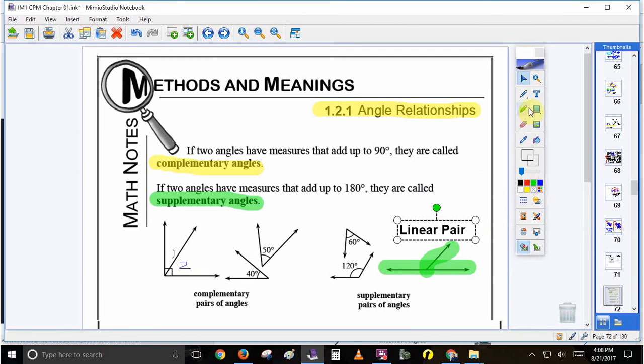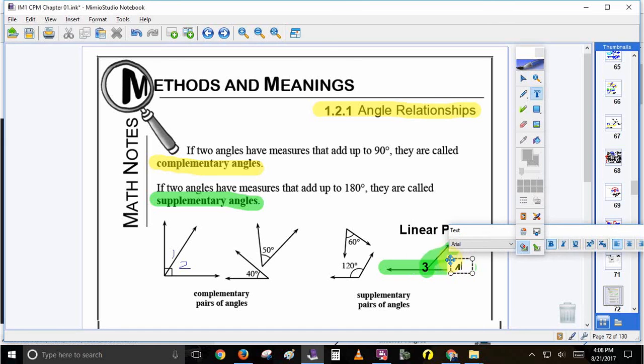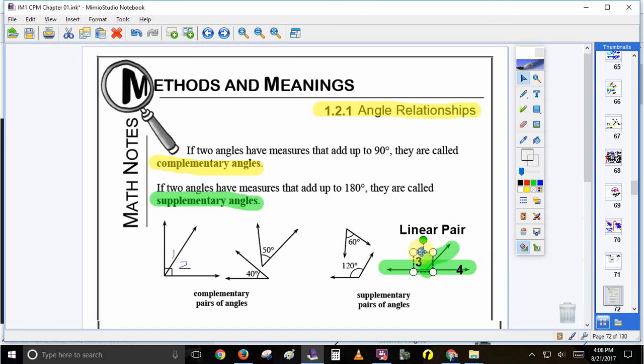And we'll call this angle 3 and angle 4, since we called the other ones 1 and 2. So angle 3 plus angle 4 are supplementary. They add up to 180 degrees, and they are a linear pair. One way to keep these two straight is to remember that C comes before S in the alphabet, and 90 comes before 180.